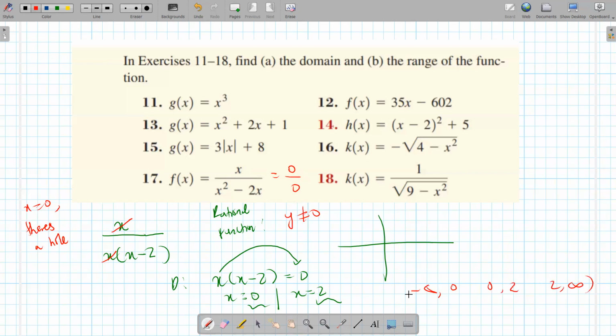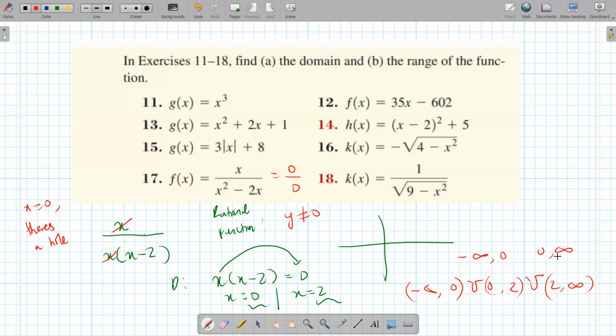Is it inclusive or exclusive for the domain? Domain would be exclusive. Good. Because they're asking. Yeah, exactly. They would be exclusive. And for the range, y can't be 0. So -infinity to 0, 0 to positive infinity on the range.